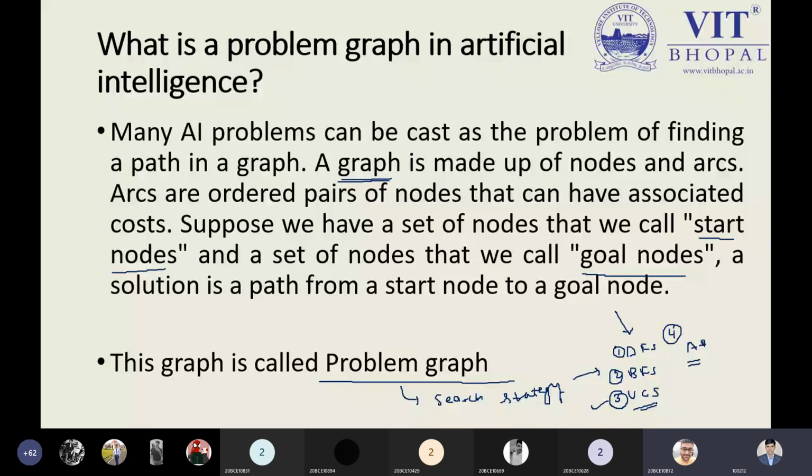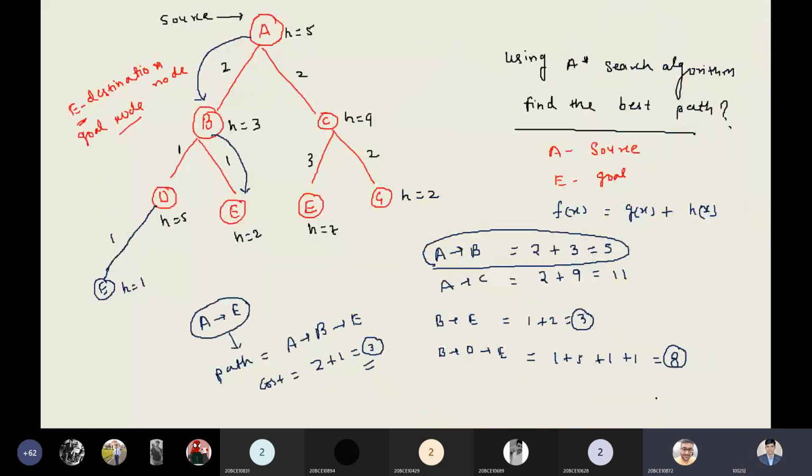If you look at this example, what have you observed? We have two options: either we can move from A to B, or we can move from A to C. Why are we not choosing A to C? Because its cost is very high. So we are choosing A to B. Out of these two options, we are choosing only one option.